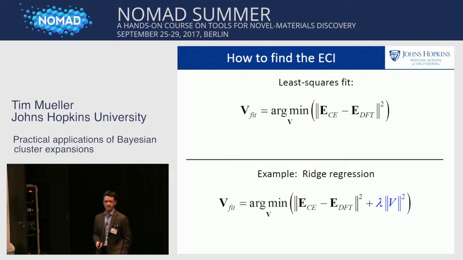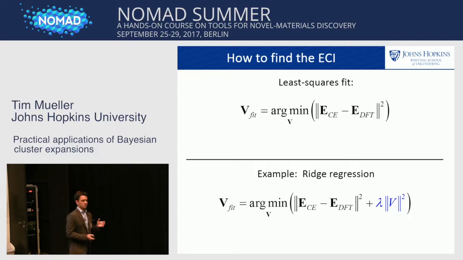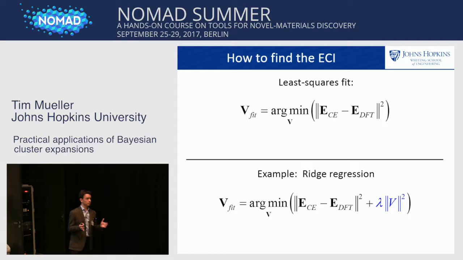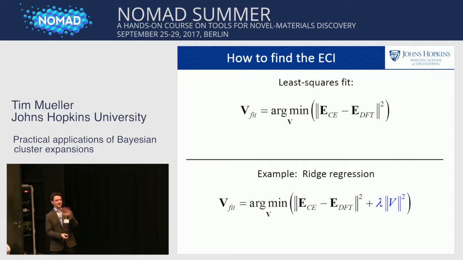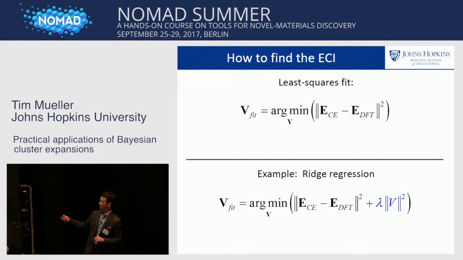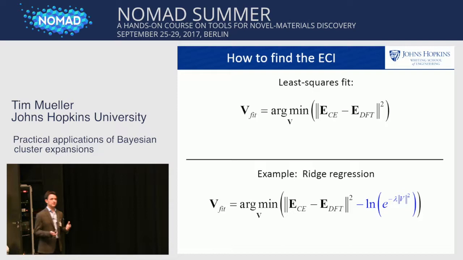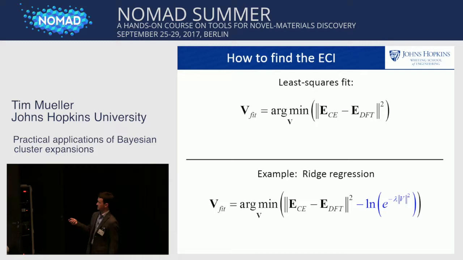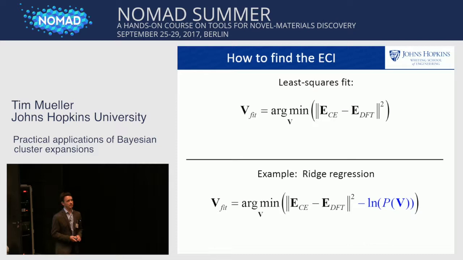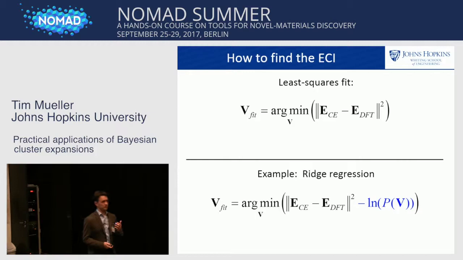And so this is a Bayesian approach. It's fairly straightforward to show that ridge regression is just a Bayesian approach in the format that I showed you earlier, because we can rewrite this expression. This is about as mathematical as I'll get in the talk. I apologize already for this, but we'll get onto some examples later on. We can rewrite this expression as the negative log of the exponent of negative lambda times the ECI squared. If we compare this to the expression I showed you earlier for the Bayesian approach, it becomes apparent that this term in parentheses, e to the minus lambda v squared, is just your prior probability distribution. So when you do ridge regression, this is what your prior probability distributions for your ECI look like, something like this.